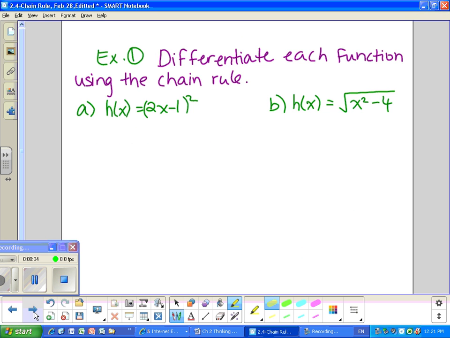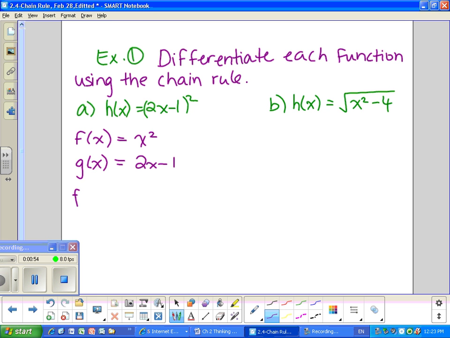So with this, say what your f is, and then say what your g is. What is our f, the outside function, in this case? x squared. And the inside function? What's inside the x squared? Good, 2x minus 1. And then just take the derivative of each. So f prime of x is what? Good. And g prime of x is just 2. And then go back and just follow the formula.